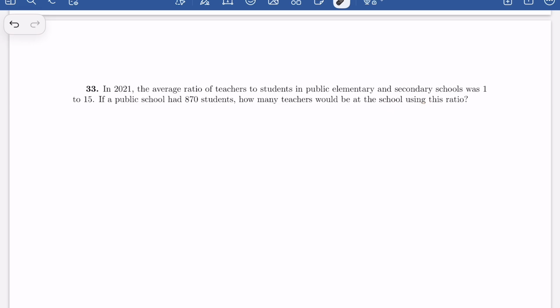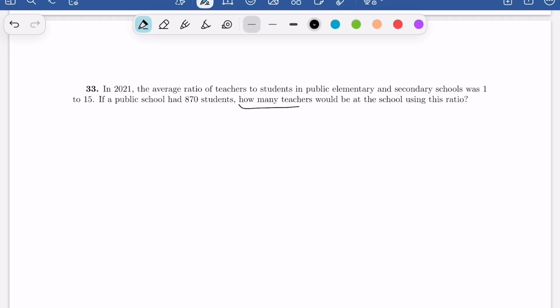So we're going to use this ratio and we're going to actually set up a proportion. First things first, let's figure out what we're trying to find. We're trying to find how many teachers would be at the school using this ratio. So this is going to be our variable x. This is our unknown quantity that we're trying to find.